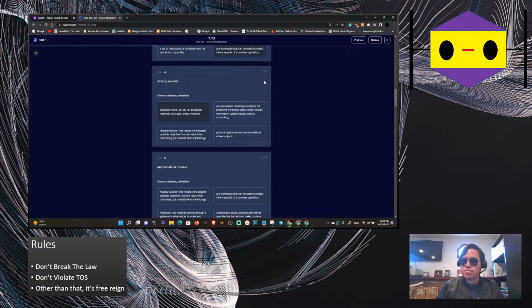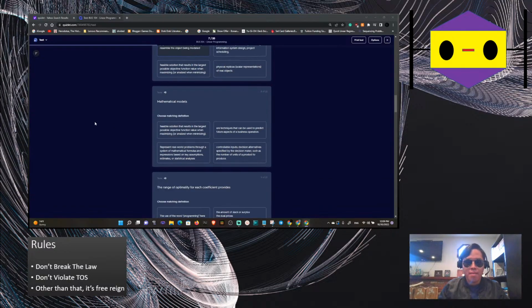Can be manipulated. Yeah, then it should be the first one. Hold on. What about the last one? Real objects. So that's a difference. Okay. Analog means physical but not physically resembling the object being modeled. Okay, and still go with the first one. Okay. A mathematical model. I'm going to go with they represent real world problems through a system of mathematical formulas and expressions based on key assumptions, estimates, or statistical analysis.